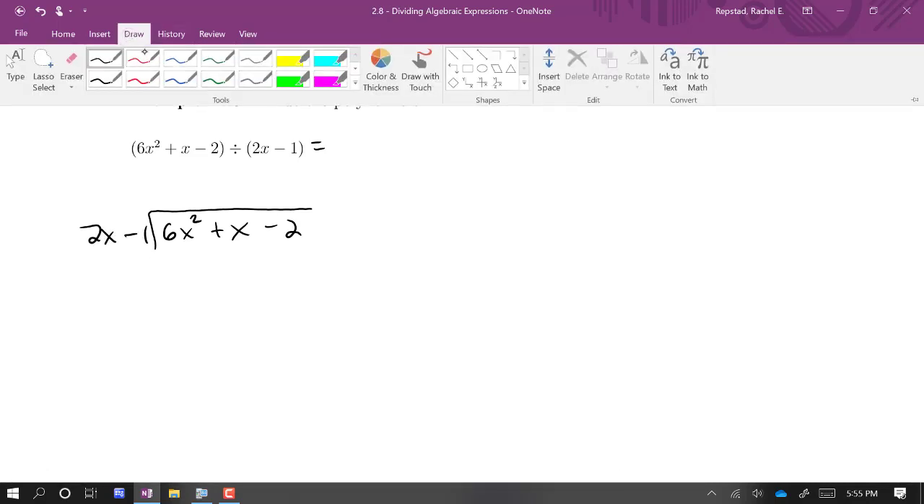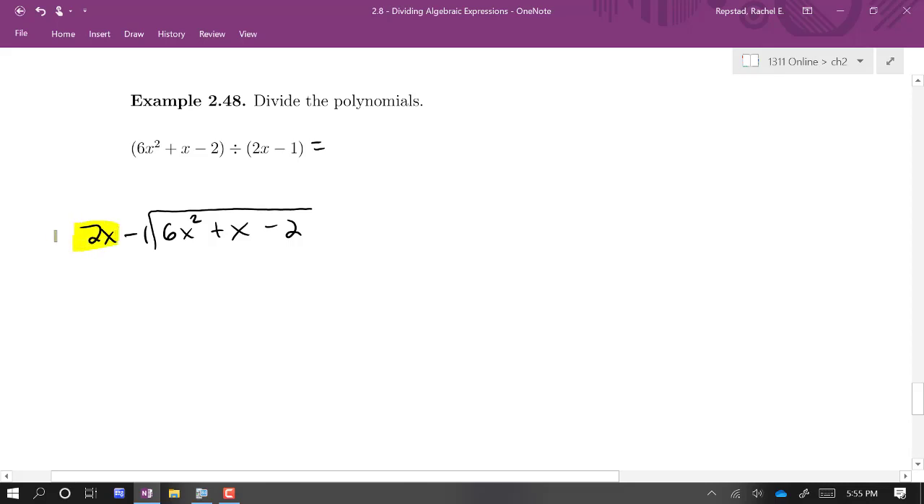And the first thing I do is I'm going to look at just the first term of my divisor, just the first term inside, and ask myself, what do I multiply by 2x to get 6x squared? And that is 3x. Next, I'm going to multiply this 3x by my whole divisor, 2x minus 1, and then put that below here. So 3x times 2x minus 1 is 6x squared minus 3x. And I'm going to subtract just like we do with numbers.